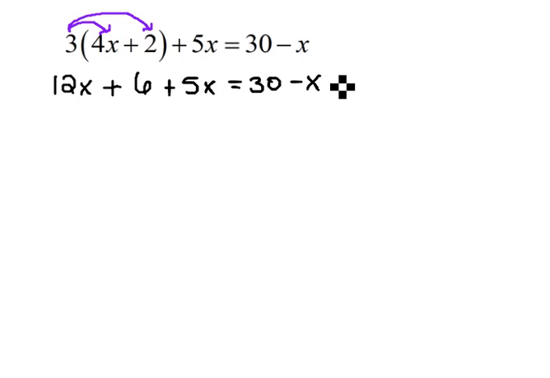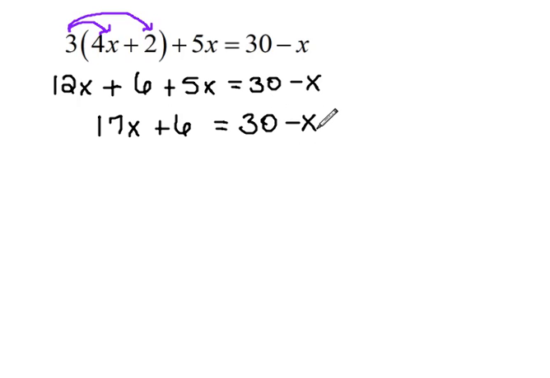Okay, now that's our first step in solving equations, is to do all distribution first. Now the next step says that we're going to simplify on each side of the equal sign. So over here on the left we're going to simplify, and we can do that here. We have a 12x and a 5x that we can put together as 17x's plus 6 equals 30 minus x. Now there's nothing over here on the right hand side because these are not like terms, so we can't put them together.